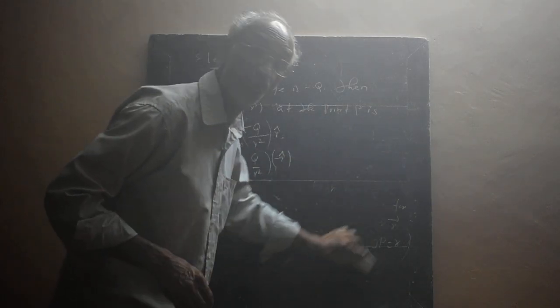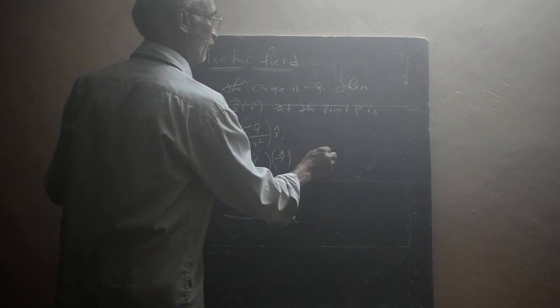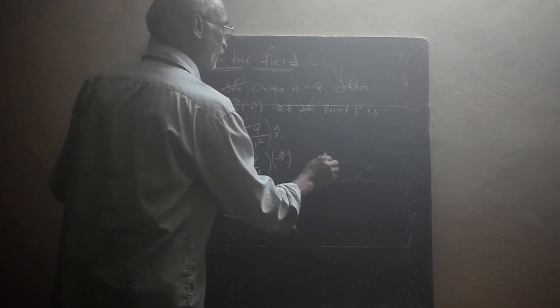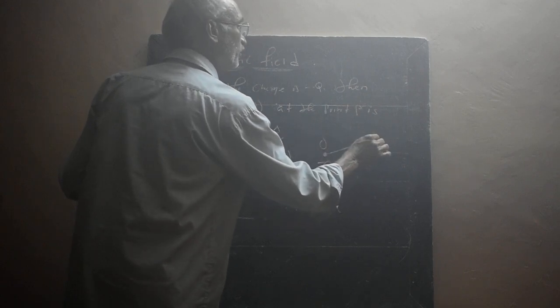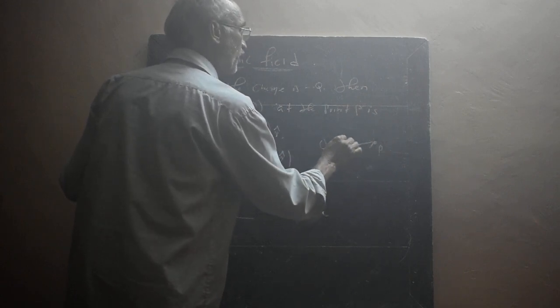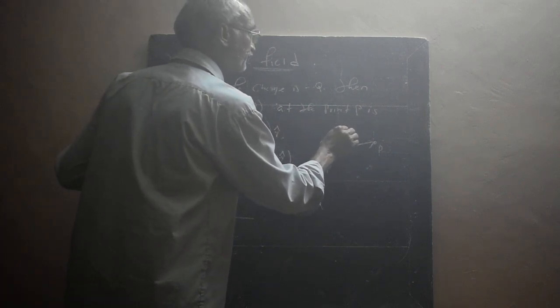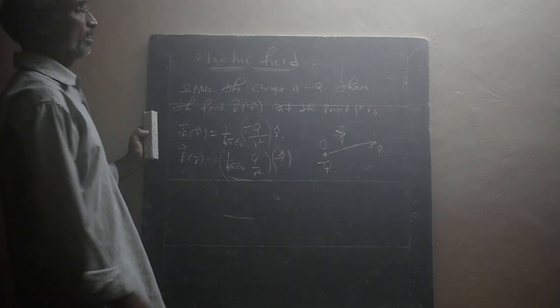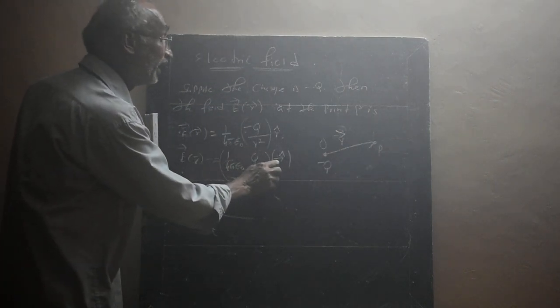Minus R cap means it is in the direction opposite to R bar. Look here at the diagram. Here it is minus Q. Place the origin there. Here is the point P, which is at a distance R, and this vector OP bar is R bar. The direction of this E bar is now minus R cap.